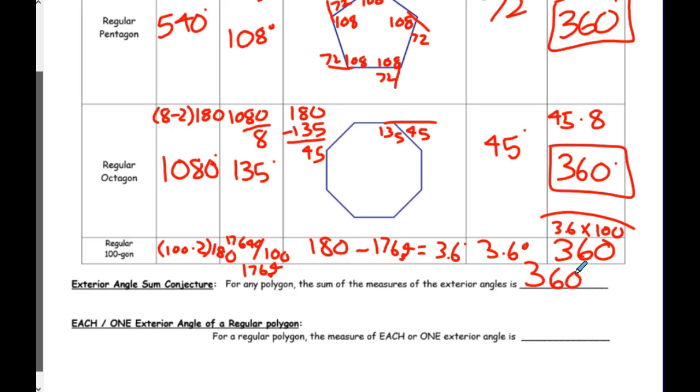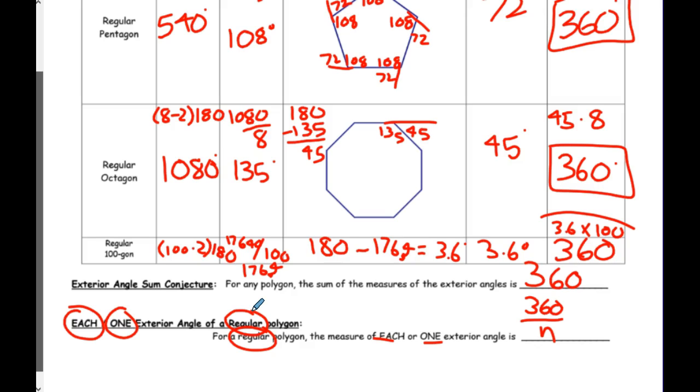Does everyone look right here? When it says the word each or one, you're going to do something extra. You're going to divide by the number of sides. So this is different. When you see the word each or one, you're going to do 360 divided by n if it's a what polygon? Regular polygon.